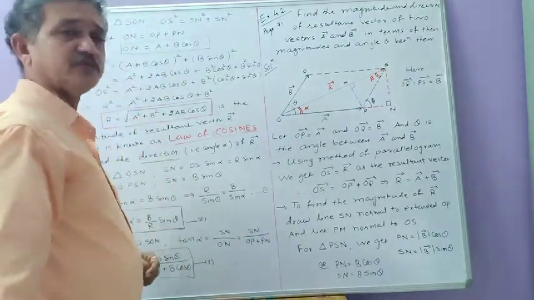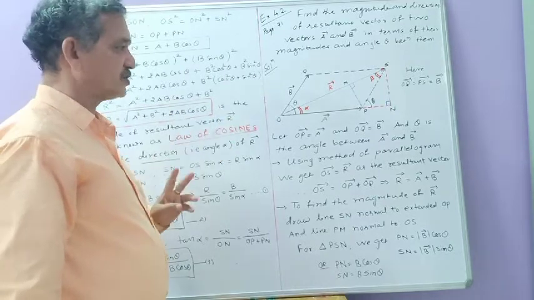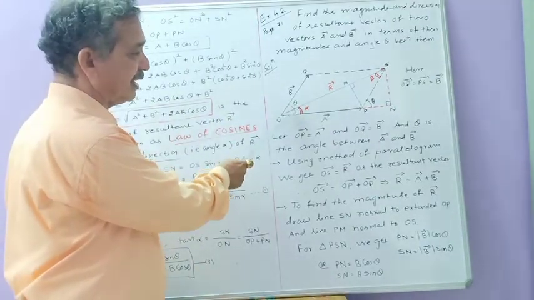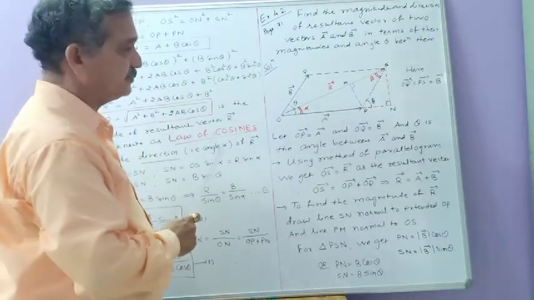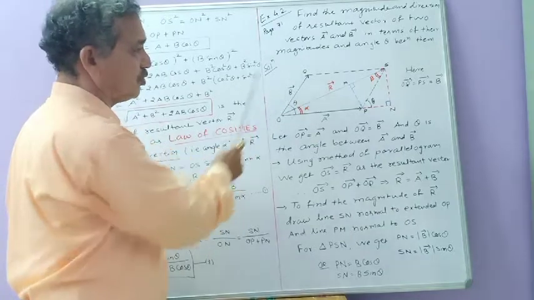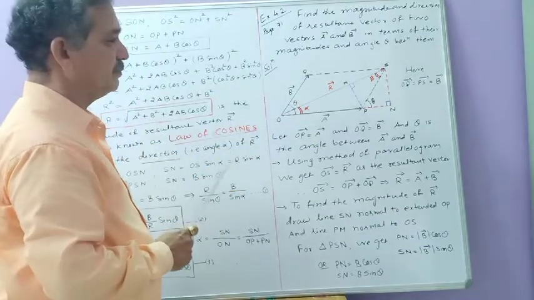So here, as you can see, we are taking two different vectors. One is vector A, another is vector B. They are making an angle equal to theta. Vector OP equal to vector A. Vector OQ equal to vector B.